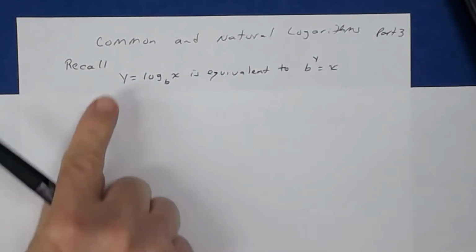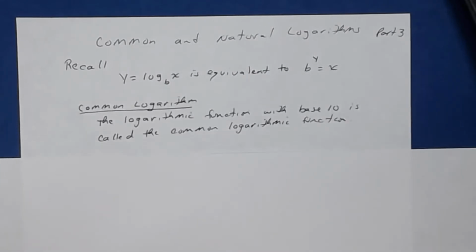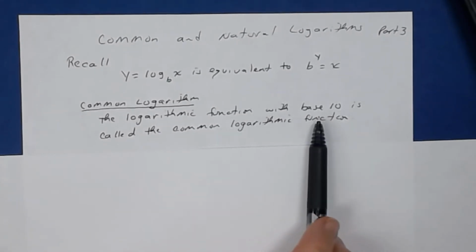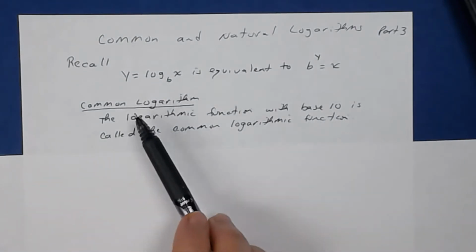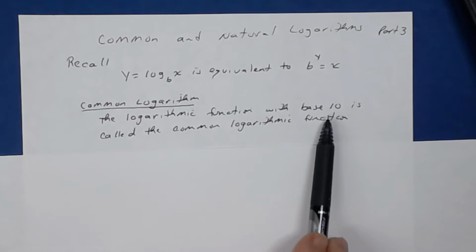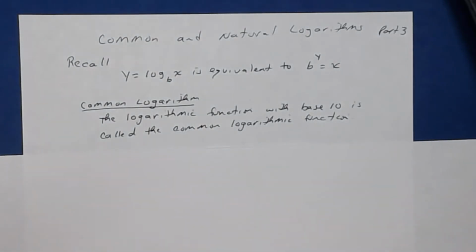Now, let's talk about what a common logarithm is, and then we're going to talk about a natural logarithm. A common logarithm is a logarithmic function that has base 10. It's called the common logarithmic function. Now, it looks like this when you write it as a function.